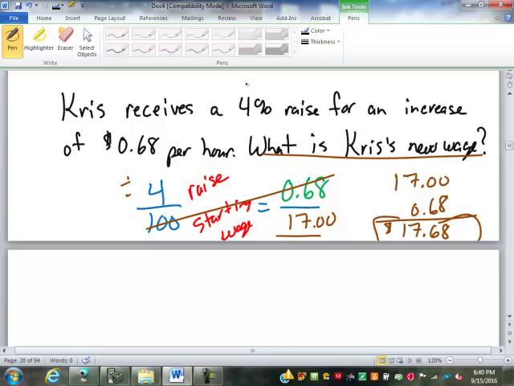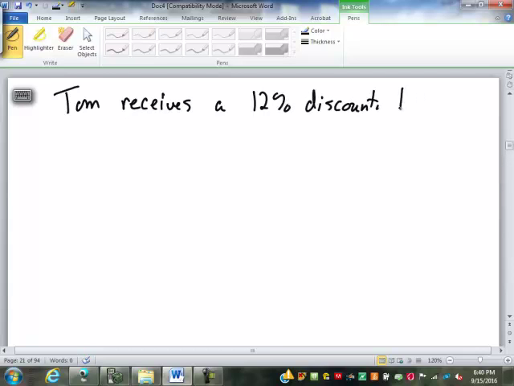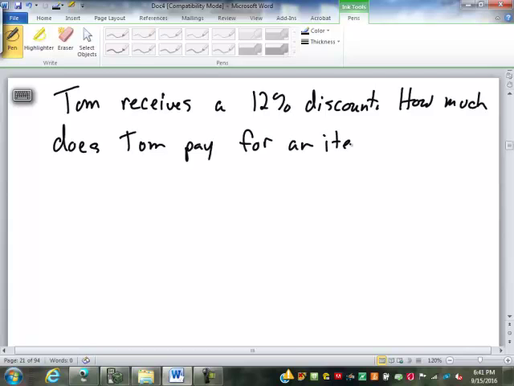Both of these last couple of problems have kind of hinted at the next topic, an increase or a decrease. So let's do Tom receives a 12% discount. How much does Tom pay for an item with list price of $650?